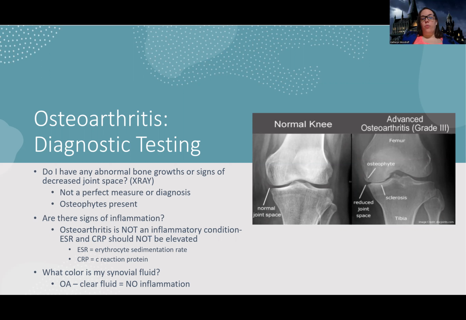Some tests that you would expect for this patient is they may get x-rays. Now, x-rays are not a perfect measure or diagnosis. You can't look at an x-ray and be like, this person has really bad arthritis. I always tell the story of my father-in-law who had a bad hip and a bad knee. They were doing x-rays and they said, oh my goodness, we need to get your hip replaced. How are you even walking right now?